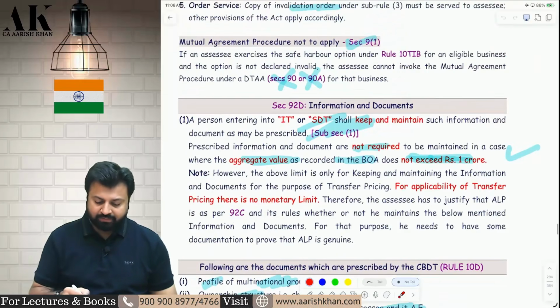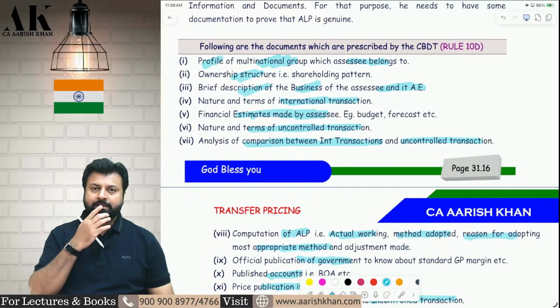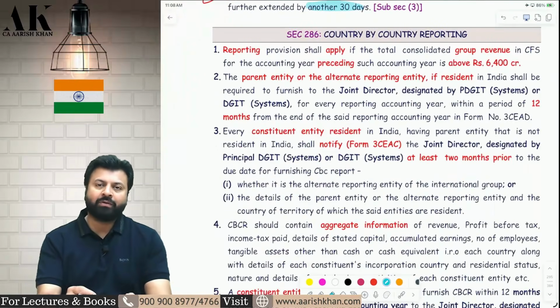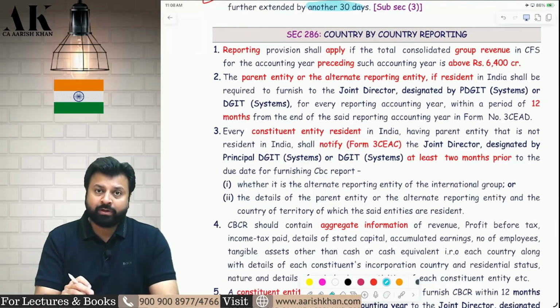So local file is something which you are reporting over here. This is your local file. Where if the aggregate value of your international transactions exceeds 1 crore, you have to maintain a lot of documents and information. That is your local file. Next comes master file, which we will talk about in a while, and another is country by country reporting. Today we are interested in country by country reporting, CBCR.